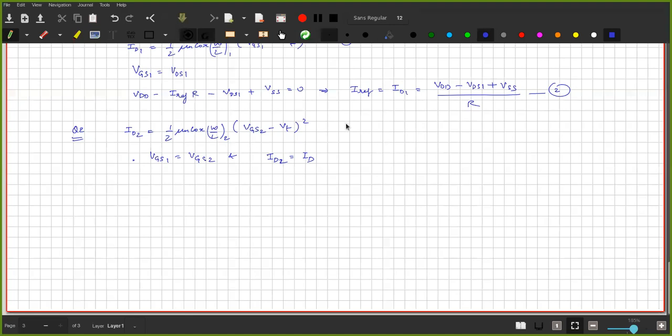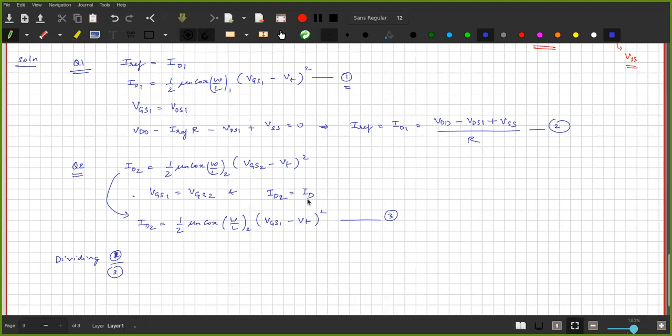Right. So further, I will modify this. I will write this as ID2 equals half mu1 COX W by L 2 times (VGS1 minus VT) whole square. This I will call equation 3. I have simply replaced VGS2 with VGS1. So dividing equation 2 by equation 1, the half and mu1 COX cancel, and we get 1 divided by 3.